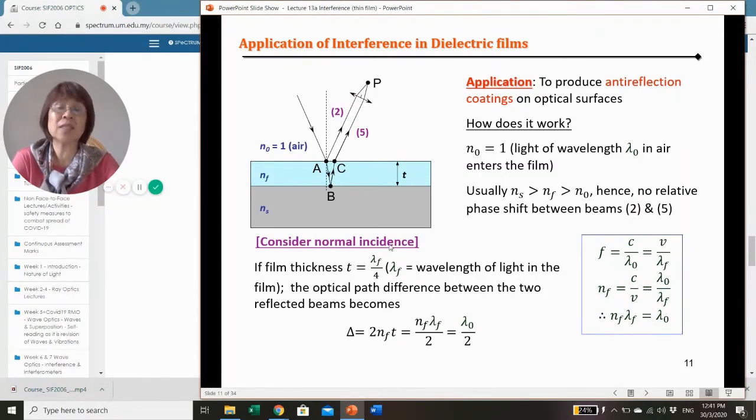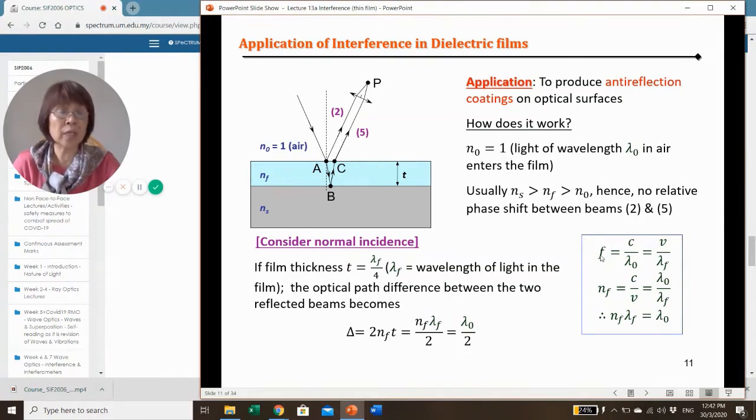Now let's consider normal incidence, whereby the incident angle is 0, so therefore the transmitted angle would also be 0. We also consider a film thickness equal to lambda f over 4, where lambda f is the wavelength of light in the film. Then how would lambda f be related to lambda 0?